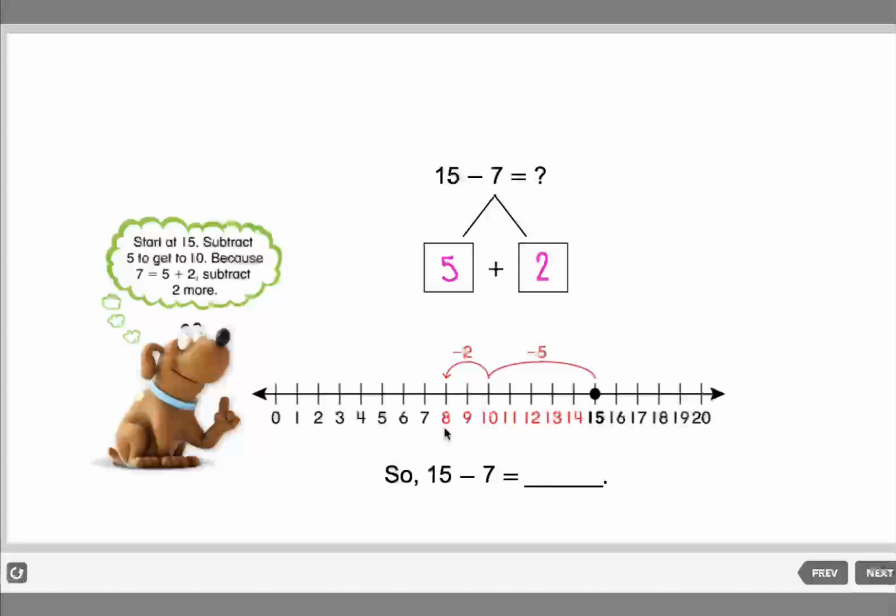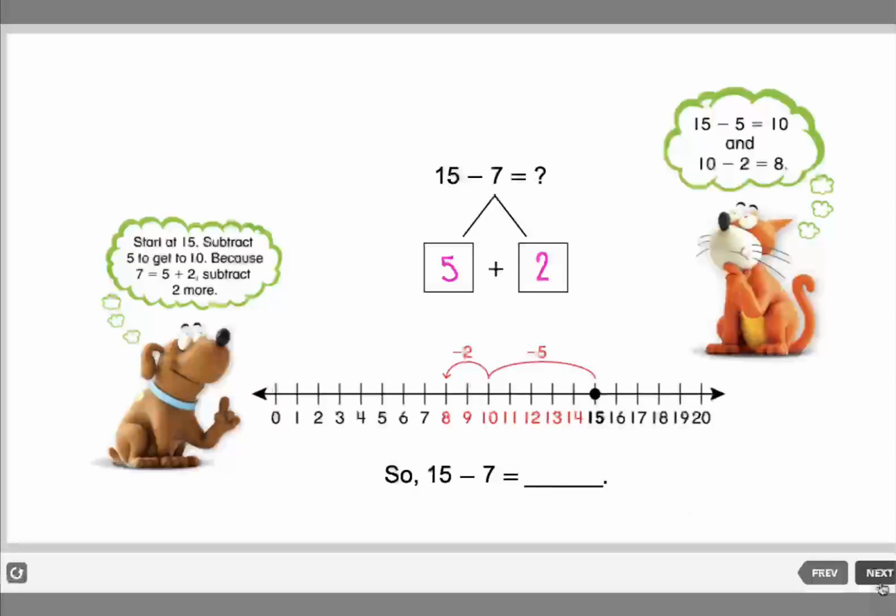So my heroes, again, to subtract 15 minus 7, we break the 7. 7 is 5 plus 2. So we start at 15 and subtract 5 to get 10. And when we get 10, remember, 7, we break it to 5 plus 2. So we need to subtract 2 more because 7 is 5 plus 2. So count back 2 more. So we land on 8. So 15 minus 7 equals 8.